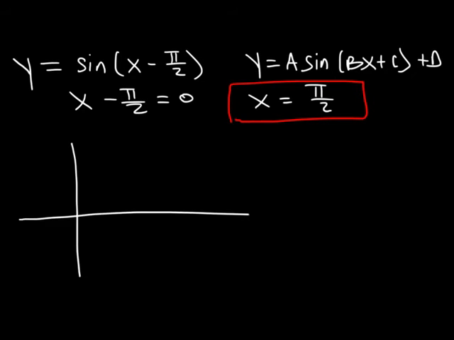Now let's go ahead and graph it. The amplitude is 1, and the period is 2 pi over 1, so it's 2 pi. But first, plot pi over 2, because that's where the phase shift is. And then what you want to do is add 1 period to the phase shift. So you're adding 2 pi to pi over 2. 2 pi is the same as 4 pi over 2. So this will give you 5 pi over 2.